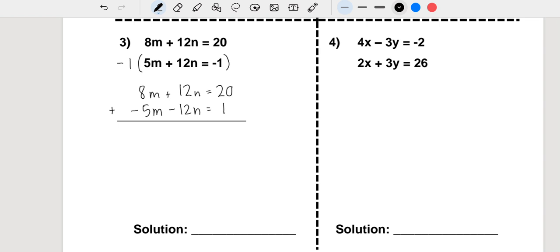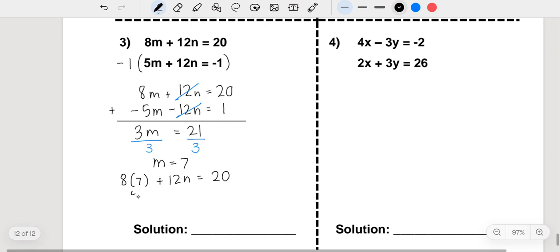So 8 plus a negative 5 would get us a 3m. These cancel out because one's positive, one's negative with the same coefficient. And then 20 plus 1 would be 21. And then we solve for our variable. So we're going to divide by 3. So m equals 7. So now that we know the value of m, we're going to plug it into the equation. So 8 times 7 plus 12n equals 20. So 8 times 7 is 56.